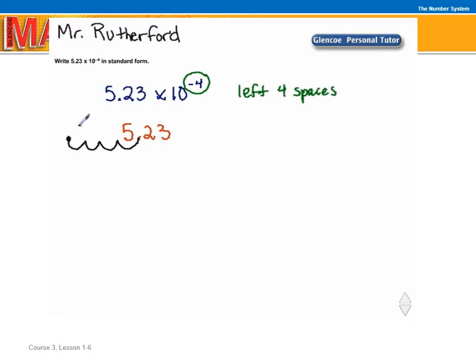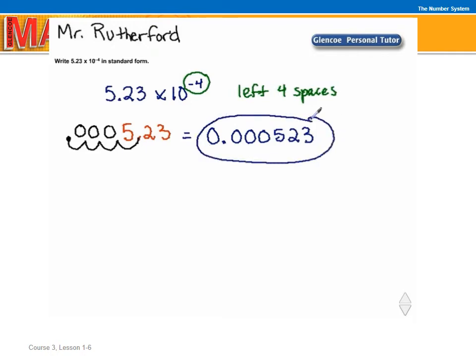Now we need to fill in zeros before the 5. So this equals 0.000523, which is the standard form of our original problem.